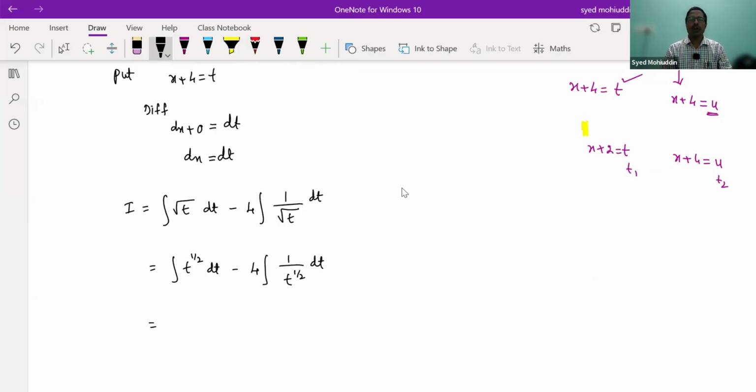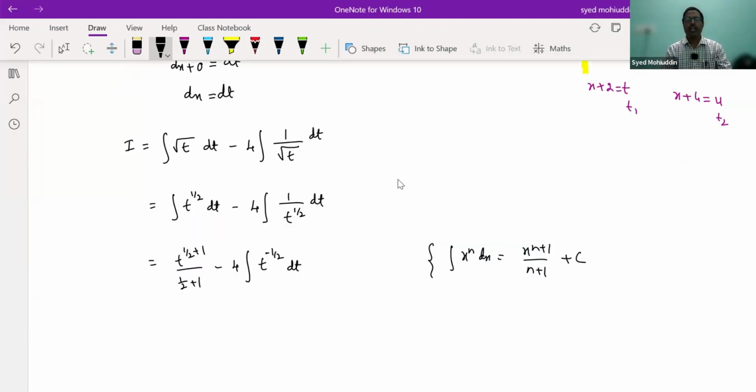I can use the formula. Since I know this formula, the integral of x to the power of n dx is x to the power of n plus 1 by n plus 1, plus the constant c. Therefore, it is t to the power of half plus 1 divided by half plus 1, minus 4 times the integral of, but t is in the denominator. I can take this t to the numerator. The moment I take t to the numerator, the positive power will become a negative power, times dt. And because I'm integrating, I can add the constant of integration as c.